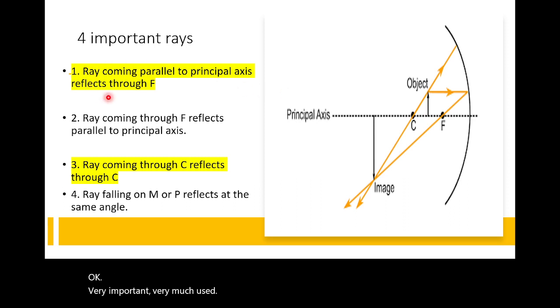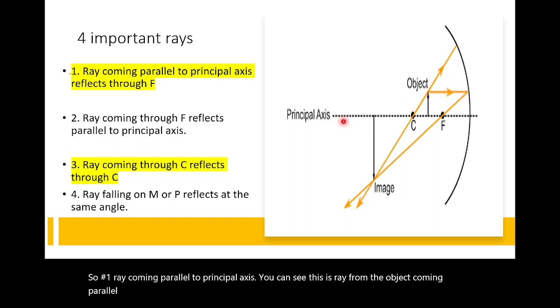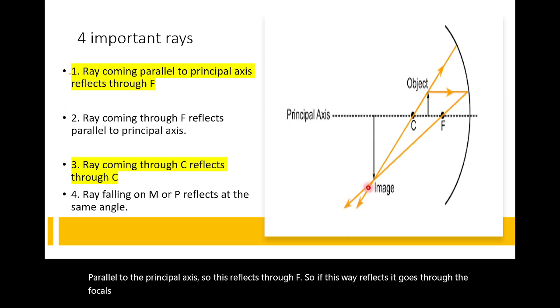So, number one, the ray coming parallel to the principal axis. You can see this ray from the object coming parallel to the principal axis. So this reflects through F. If this ray reflects, it goes through the focus, through the focal point. See, you can see in this image.